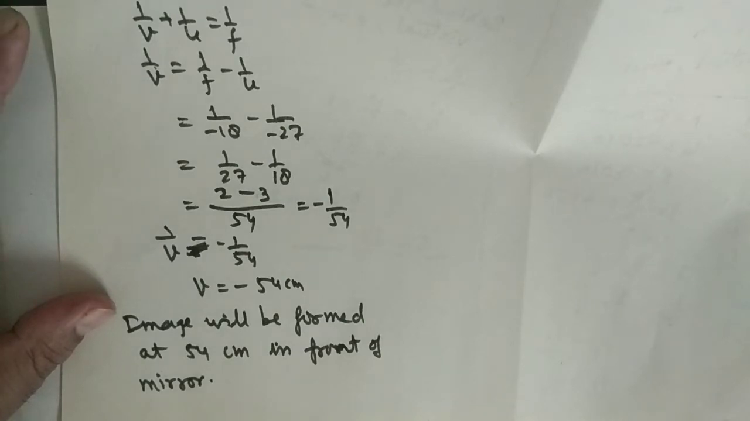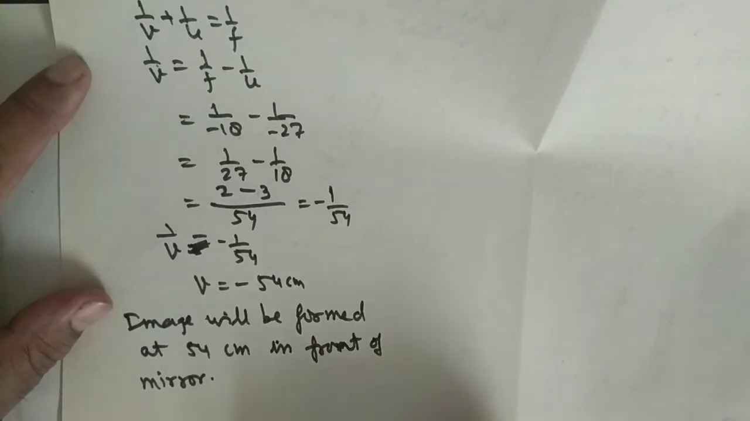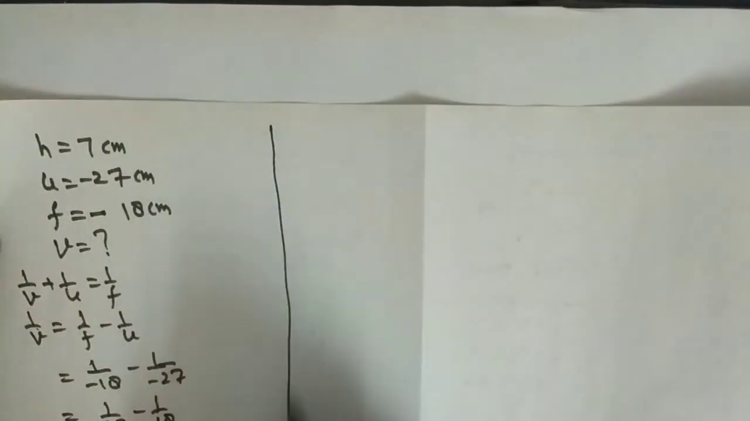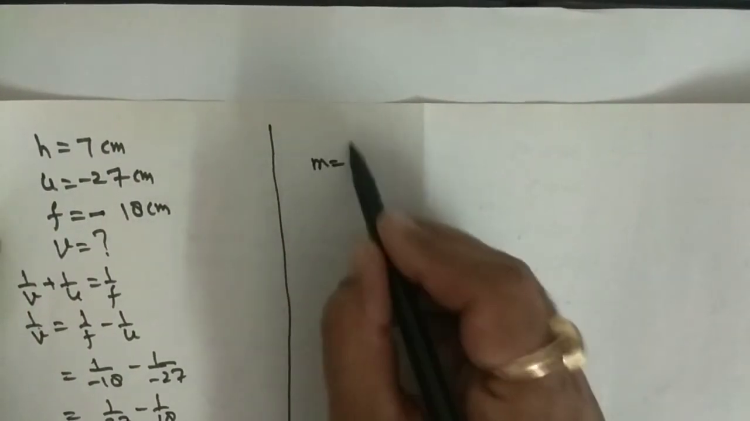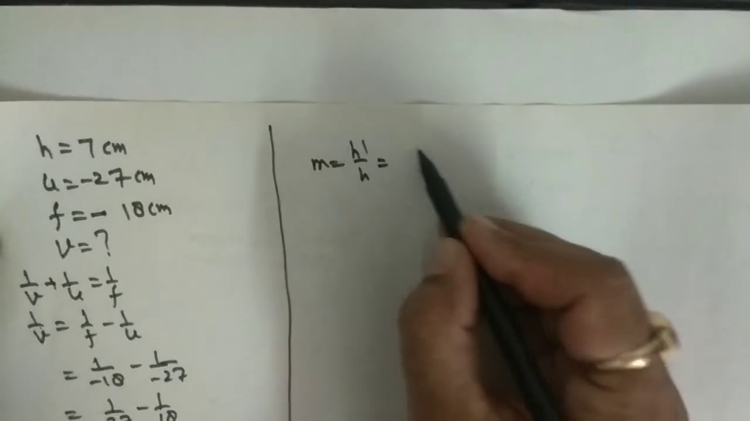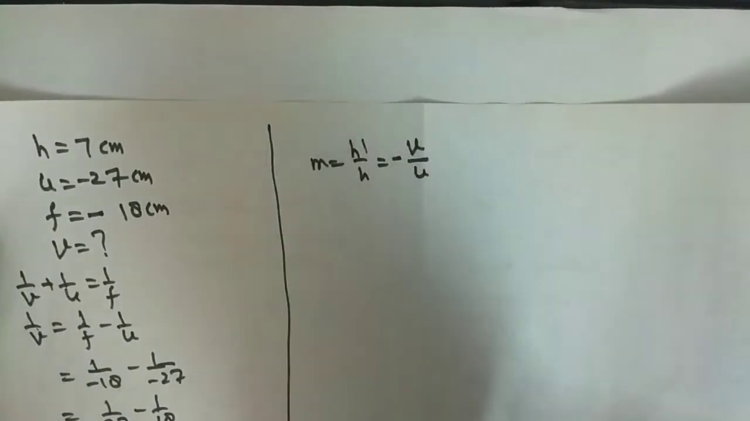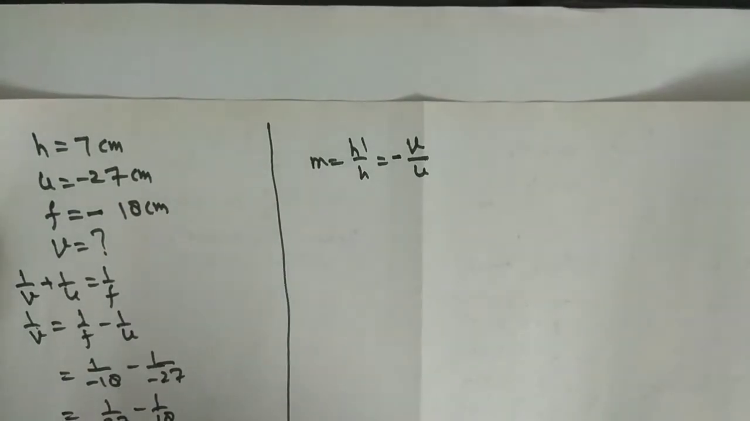And see what other things are asked. Yes, size and the nature also. Size and nature. So to find the size, we have to find the magnification. To find the magnification, use the formula of magnification, that is m is equal to h dash upon h, which is, you know, v upon u with minus sign. It is the mirror, na? So that's why minus v upon u. Now put the values of all.